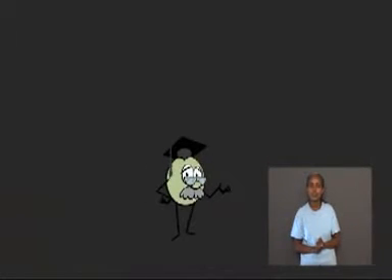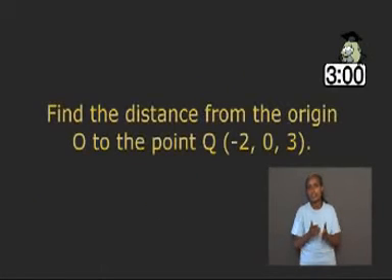Now, it is time for you to try, students. Please try to solve this problem. Find the distance from the origin to the point Q, located at coordinates negative 2, 0, 3. Get started right away. Students, let's get ready. Begin.